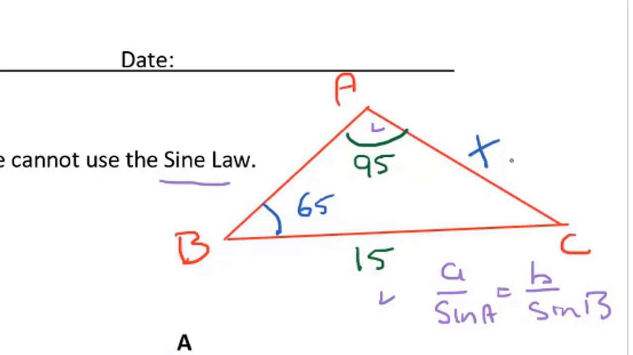In this case, we're not given side B, so if we're going to set up our sine ratios, we're going to use angle A and side A, because we're given both of those, along with angle B, which is given, and side B, which is not given. And we'll use the sine law in this form here.